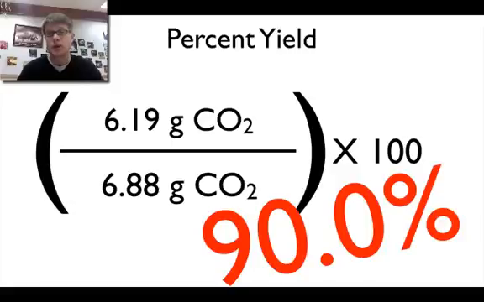In other words, I'm getting most of the product that I predicted I would be able to get. And so that's limiting reactants, that's percent yield, and I hope that's helpful.